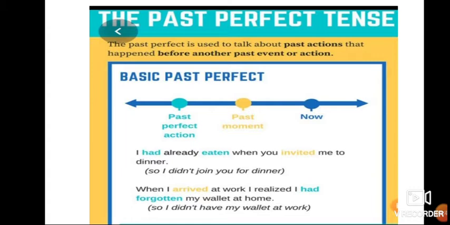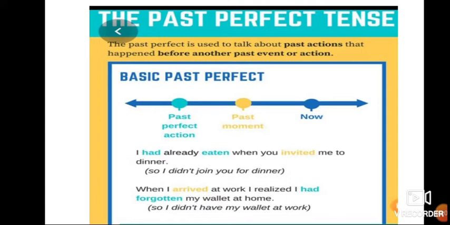Look at the picture in front of you, or a visual representation in front of you. Look at the example. I had already eaten when you invited me to dinner. Now, invited me is something that has happened in the past moment.